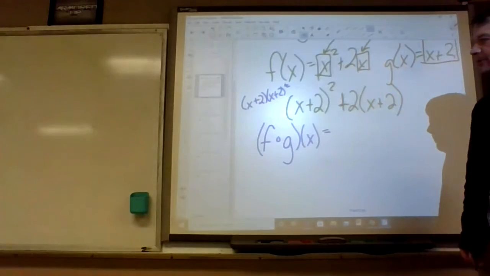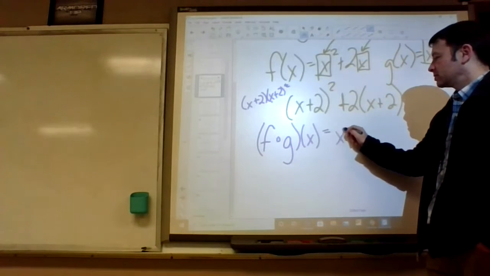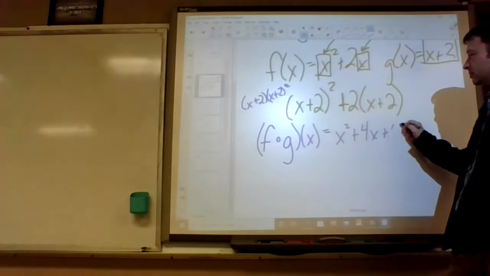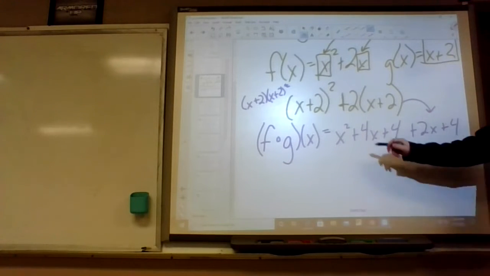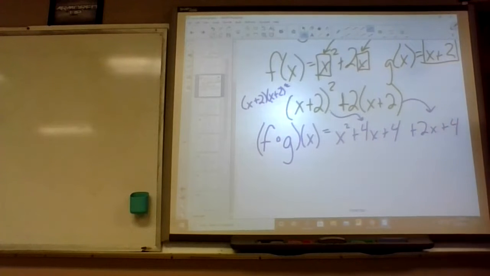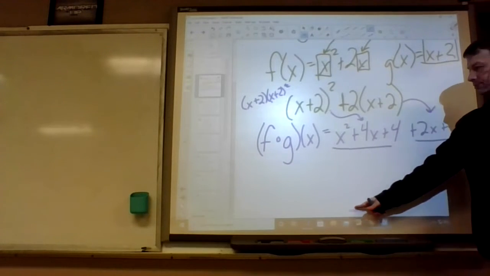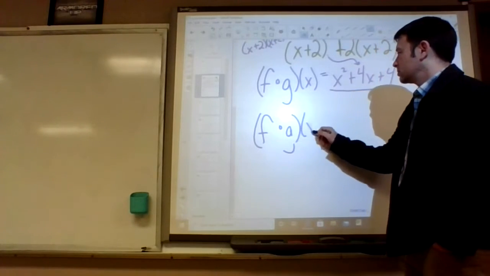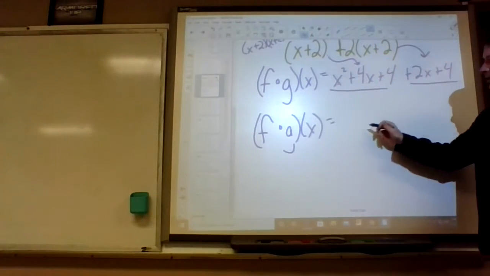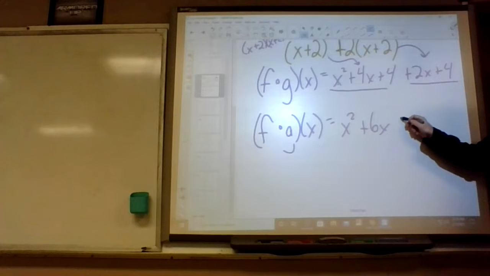x plus 2 does need to be FOILed. So it'd be x squared plus 2x plus 2x plus 4. So it's x squared plus 6x plus 8. That's what I got so far. And we're gonna finish: x squared plus 4x plus 4, plus 2x plus 4.